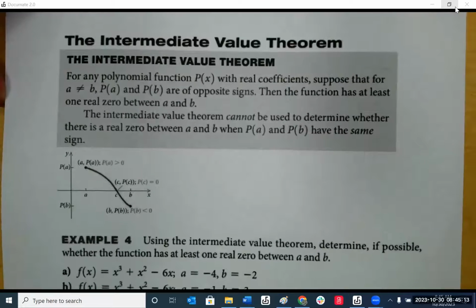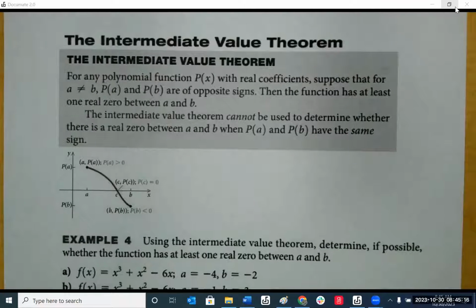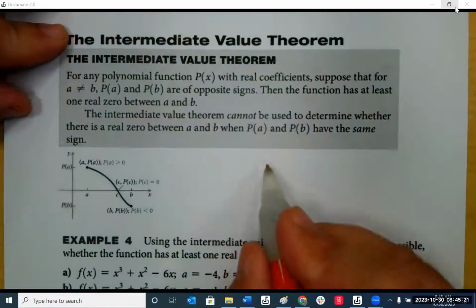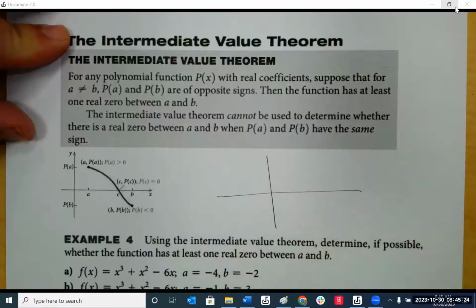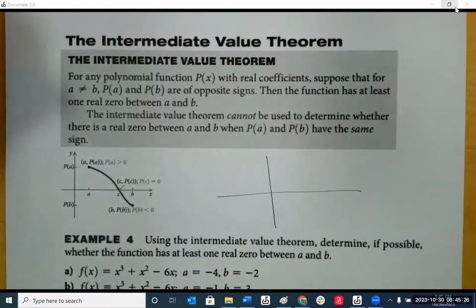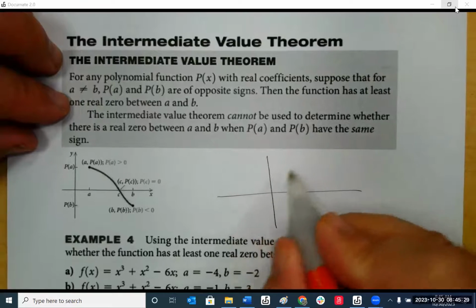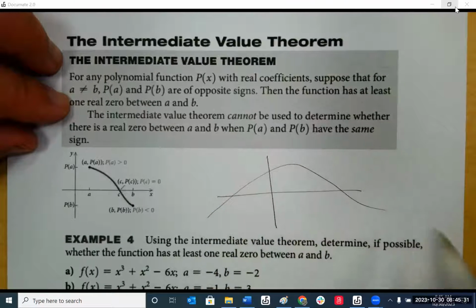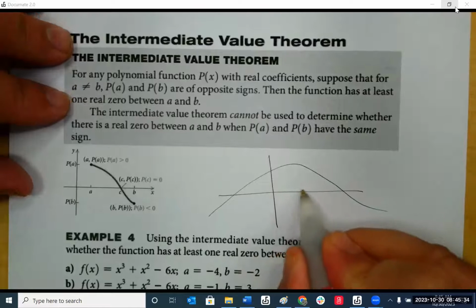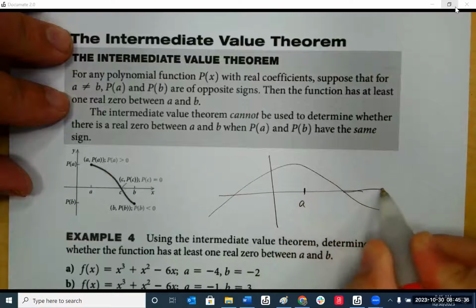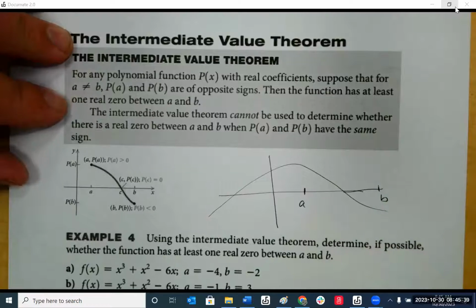All right, now the last example of this section deals with something called the intermediate value theorem. The intermediate value theorem says this. I'm going to read the whole thing, but basically what it says is this. If we have a function that's continuous, there's no break or anything in there, let's say it looks like this. And we have two numbers, A and B. Now, that's our domain.